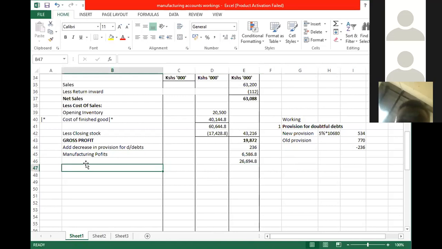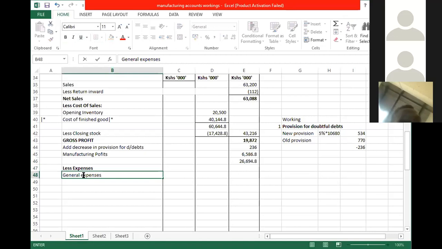Next, we less expenses. Can you tell me the expenses that we have very fast? Were there general expenses for the office? They must be there. General expenses for the office, we have 9470, right?